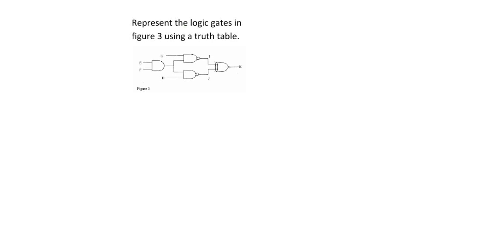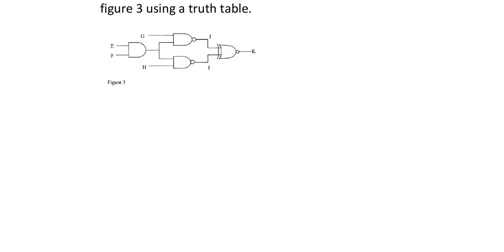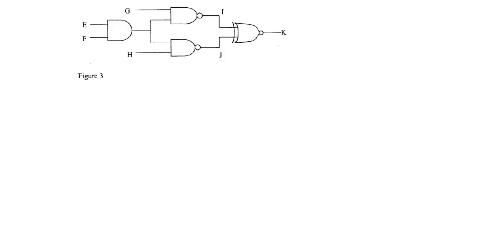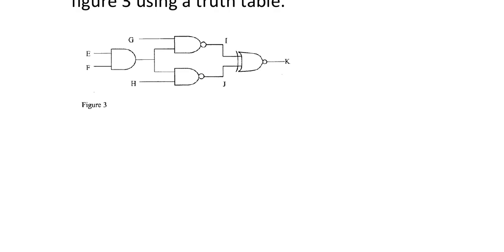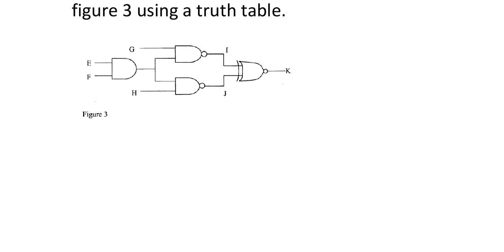Represent the logic gates in figure 3 using a truth table. So in this figure, we have been given a logic gate symbol, a logic gate which contains several, or rather, we have been given a logic circuit. The right term to use is the logic circuit. And this logic circuit contains several types of logic gates.